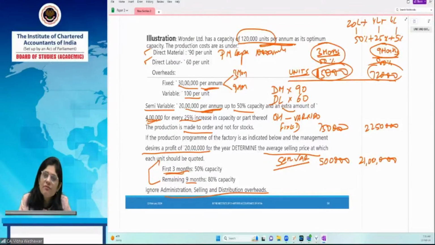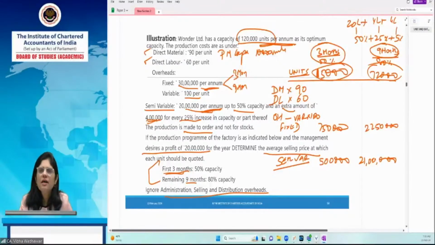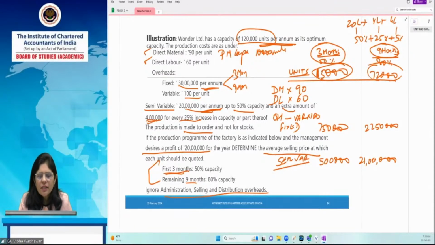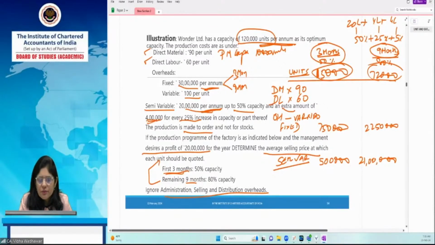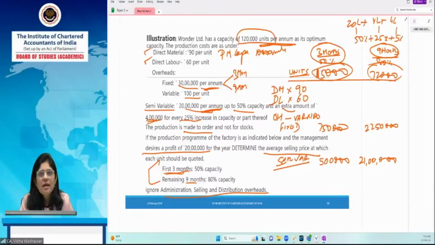But we are working at 50% capacity. So the units will be 15,000. Similarly, for 9 months, the units will be 90,000. But we are working at 80% capacity. So it will be 72,000. So these are the units which are the current capacity. Now, again, we have the units for production. So direct material is 90 per unit. Direct labor is 60 per unit. Clear? Overheads. Variable overheads are 100 per unit. You have the units, so you just multiply the units. Clear? Variable.